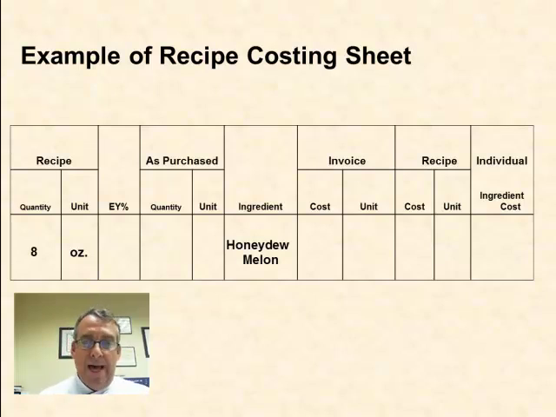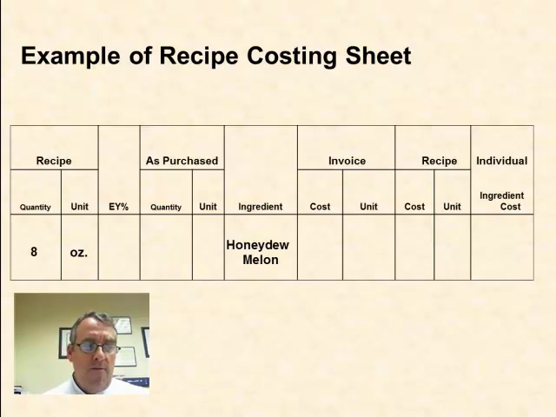Now the two as purchased columns tell us how much we actually need to purchase in order to have enough for the recipe quantity. So for example, let's say that you have a recipe that asks for 8 ounces of honeydew melon. The 8 ounces is our edible yield. That means what we can eat. There's no waste. It's our ready to go, ready to serve. It's the amount needed of usable product with no waste.